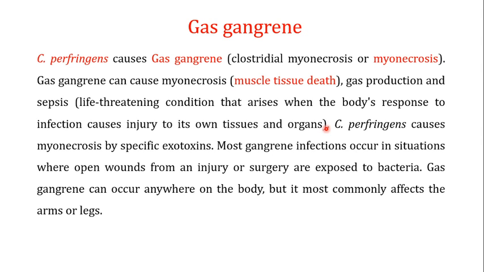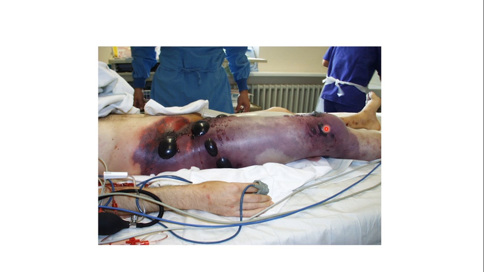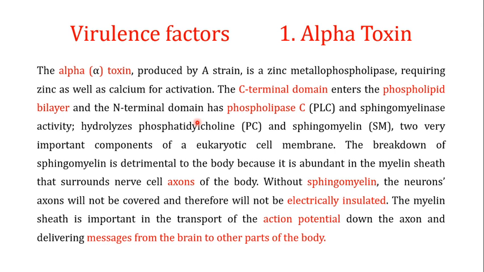Then we discussed gas gangrene in detail, that this gas gangrene is produced by one of the important toxins produced by C. perfringens, which is known as the α-toxin. This was just an image where C. perfringens was causing gas gangrene. And we discussed in detail the function of the α-toxin. The α-toxin has phospholipase C and sphingomyelinase activity. By that they have the ability to hydrolyze phosphatidylcholine and sphingomyelin, which are two important components of the eukaryotic cell membrane.